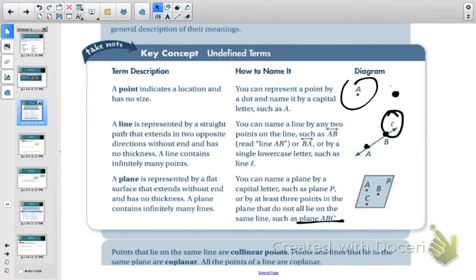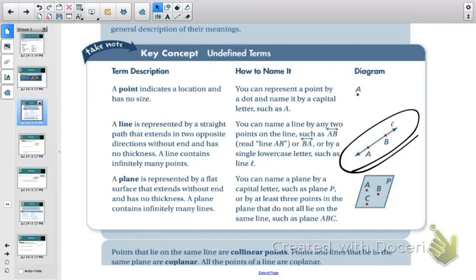Points that lie on the same line are collinear points, and points and lines that lie on the same plane are coplanar. So, for example, A and B in this line are collinear because they lie on the same line. A, B, and C here are coplanar because they all lie on the same plane.